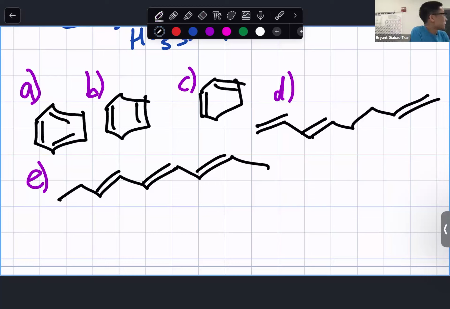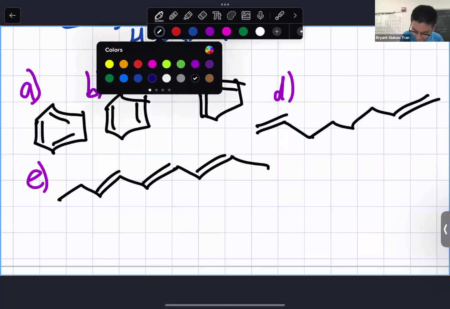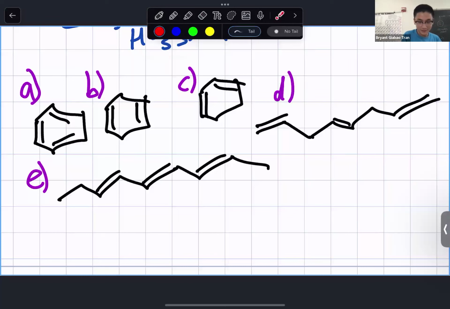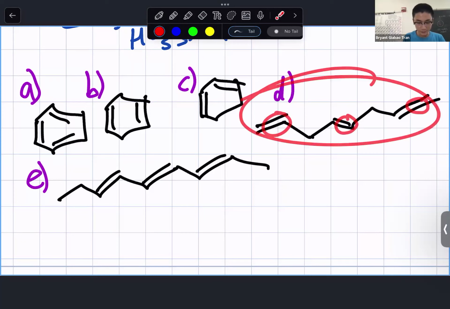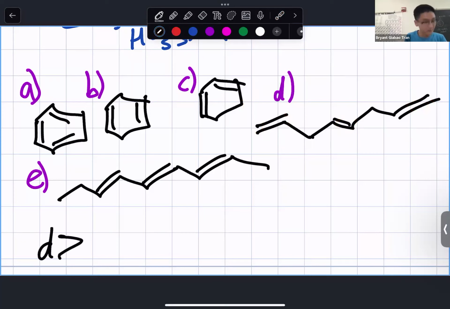Right. So when we think about this problem here, energy, what is the relationship between energy and stability? Are they directly proportional or inversely proportional? Inverse, right? So if we're looking for the one with the most energy, we have to look for the one that is the least stable. And the one that is the least stable is the one that is not conjugated at all. These three double bonds here are not conjugated, right? So this is the one that is going to be the most exothermic, right? Because it is the one that is the least stable.